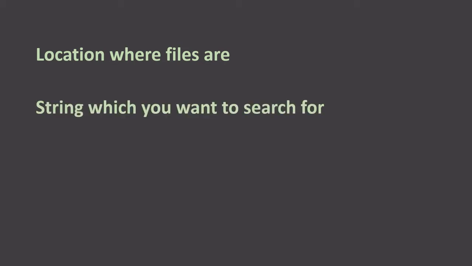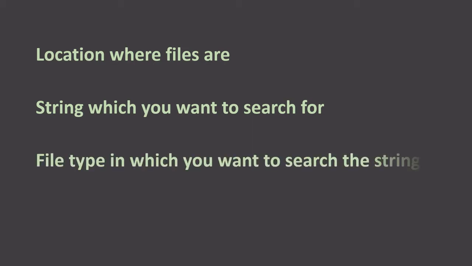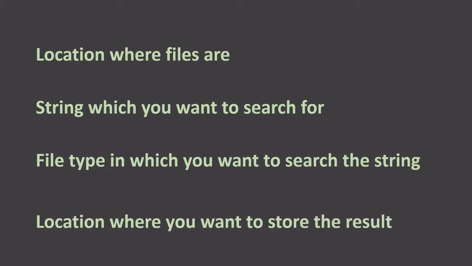To perform this task, we need to have 4 things. Number 1, the source location where our files exist, in which we want to look for the string. Then you need to have that string which you want to search for. Then you would require the file type in which you want to search for the string. It can be text, CSV, Excel, anything. Then the location where you would like to store this output.